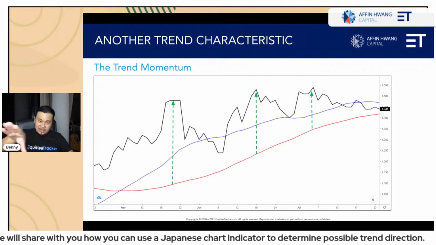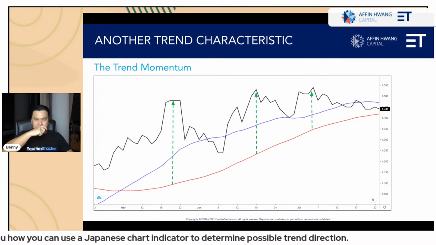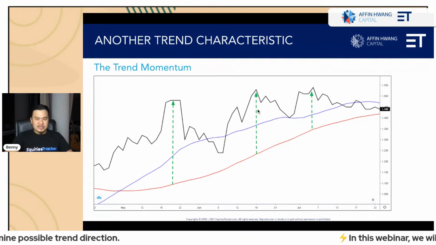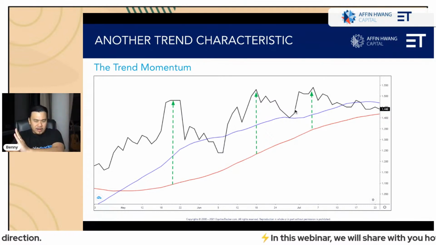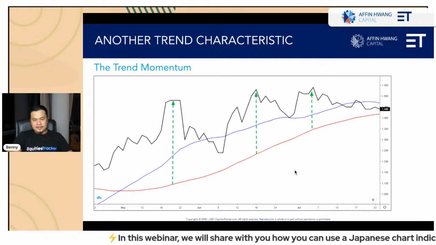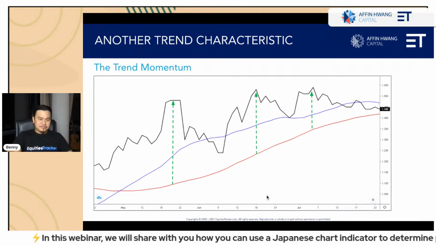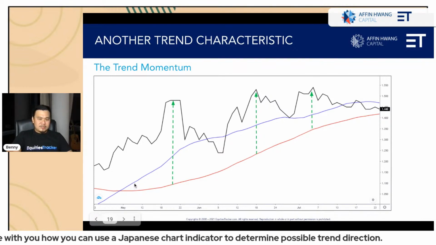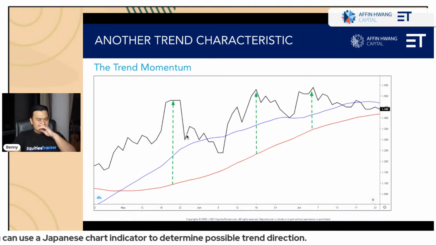So the trend is still bullish, right? You can look at this whole movement here. The prices, the black line, is still above the red line, still above the moving average. The only difference is as the price moves towards the right or near the current prices, the momentum is getting weaker.